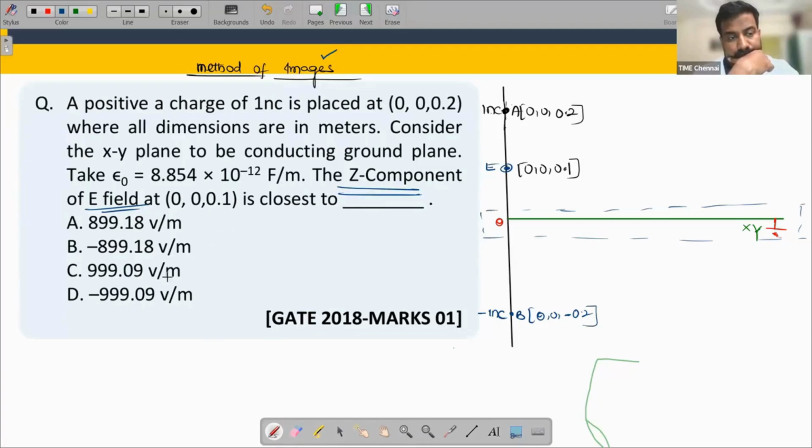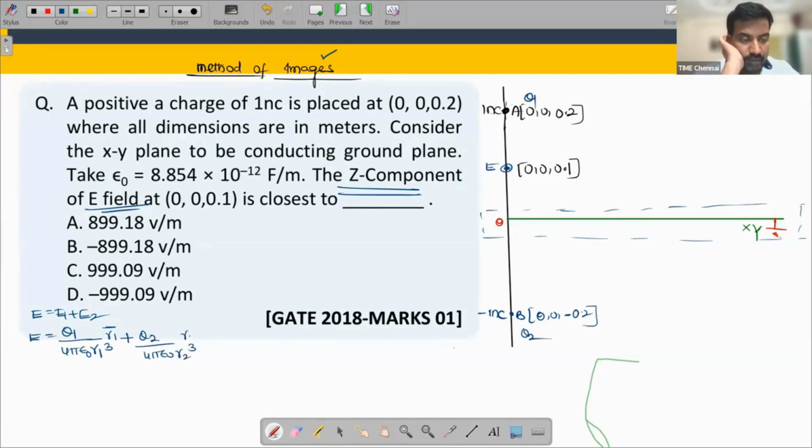which is E is equal to E1 plus E2. That is E is Q1 by 4 pi epsilon naught R1 cube into R1 plus Q2 by 4 pi epsilon naught R2 cube into R2. Remember, this is Q1 here, and this is Q2.